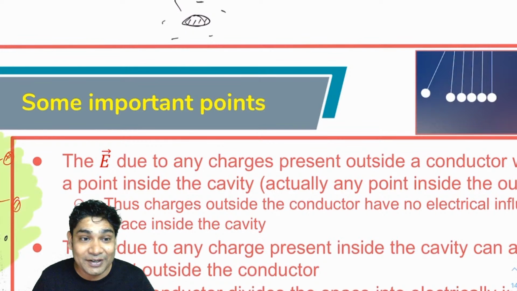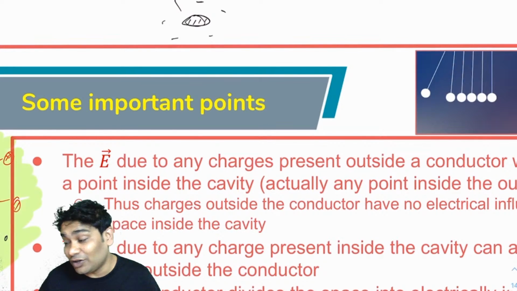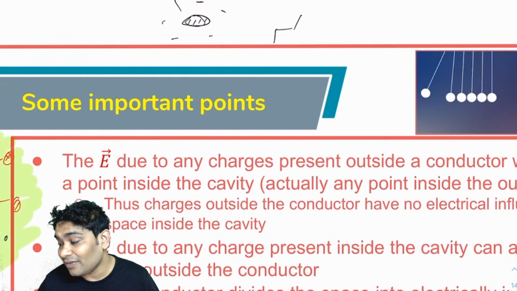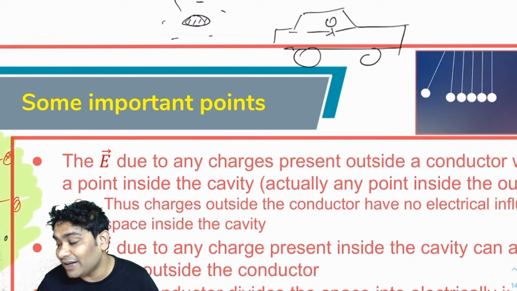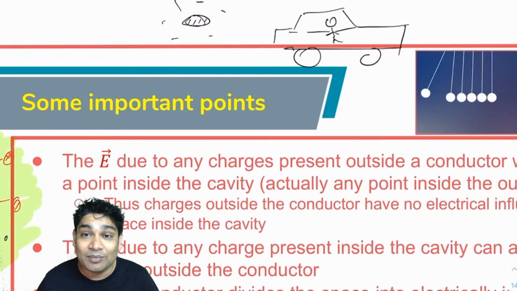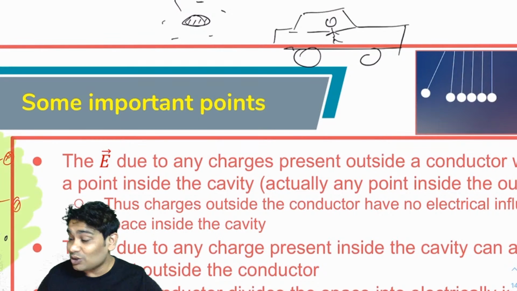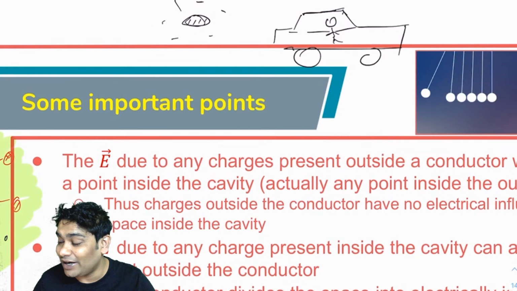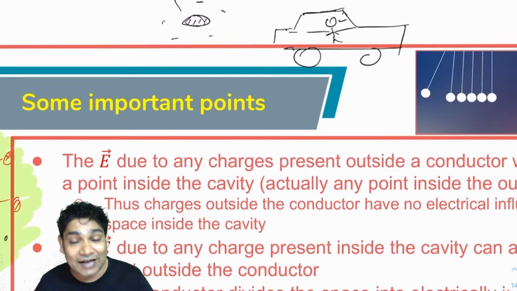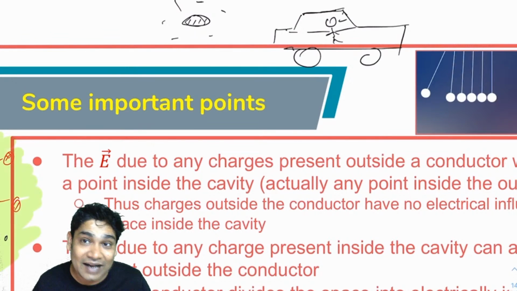Similarly, if you remember in your junior classes, you were told that if you are in a car and there is lightning outside, then you must always stay in the car. Why is that? All your cars are made of metals. So they have metal surfaces, alright. So when you're sitting inside the car, you are actually sitting inside a cavity of a conductor. That is what you can say.